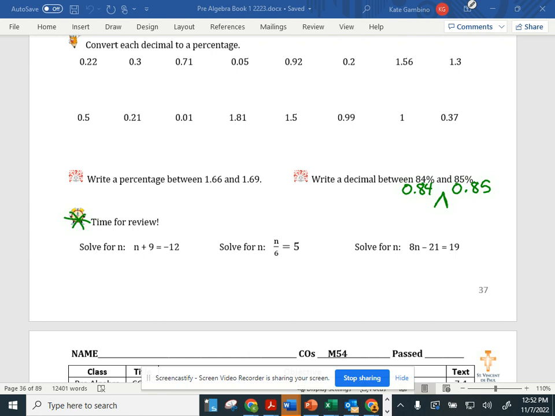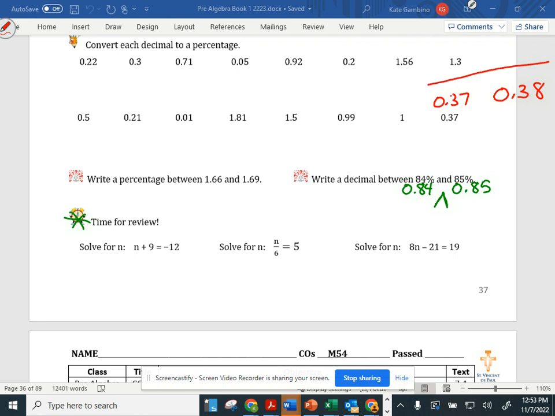So let's pick different decimals. Let's say we have 0.37 and 0.38. So we have 37 hundredths and 38 hundredths. What's a decimal that falls in between those two? Aiden? 0.8. Oh.